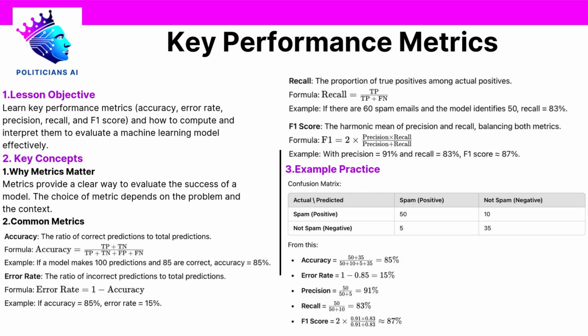But if your dataset is imbalanced or you care more about one type of error than the other, you'll need to rely on precision, recall, or the F1 score to guide your evaluation.